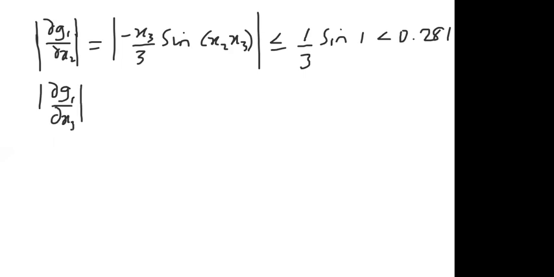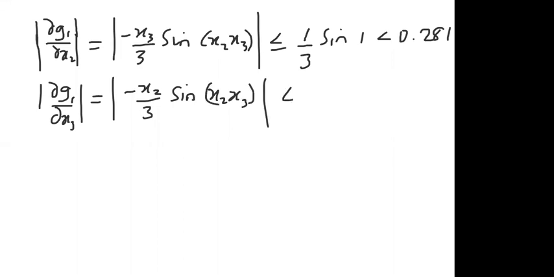Okay, so you do the same thing now to partial of G1 with respect to X3. So this will be the last partial derivative of G, looking at those three variables you have, X1, X2, and X3, and you see that this will just be the absolute value of minus X2 over 3, then sine X2, X3. And you see that this again will be less than 0.281. Okay, so we are done with partial derivatives of G1.